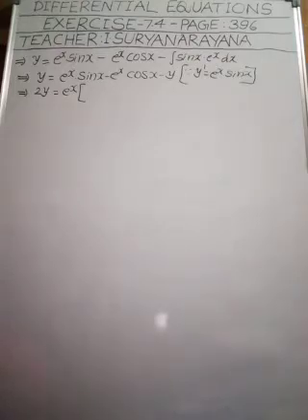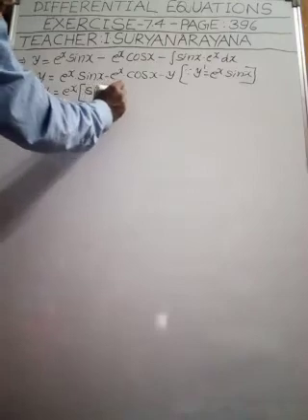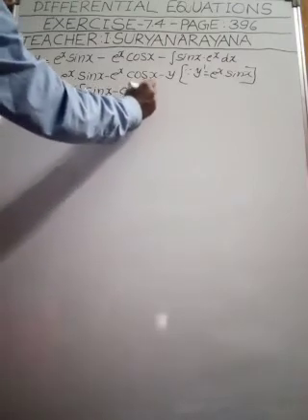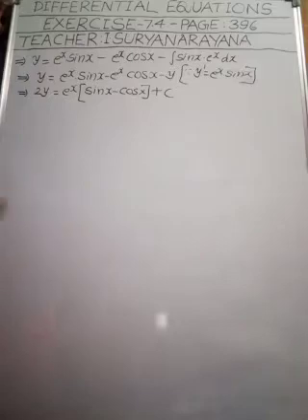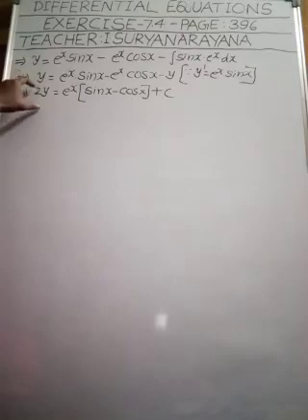Understood this point, my children? Right. Then 2y is equal to e power x common, sin x minus cos x plus c. Integration part is also over. We have written the common factor and we have simplified those terms. Okay, my children, this is the general solution of the given differential equation.